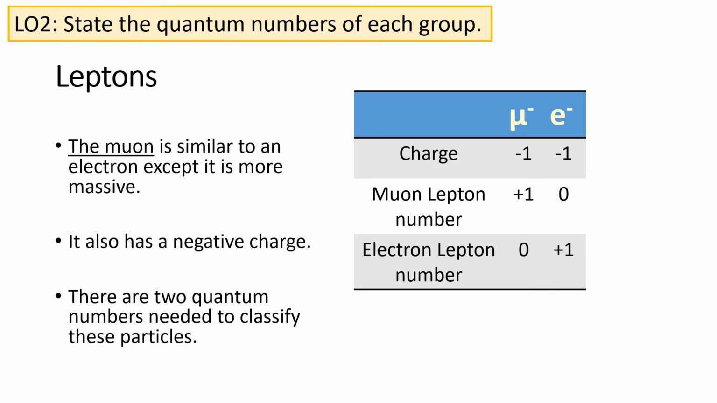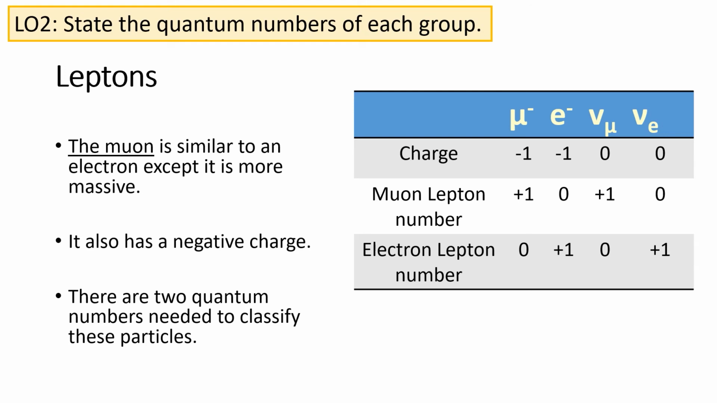The other type of lepton we should know about is the muon. Muons are very similar to electrons, except they are much more massive. The muon, for example, also has a negative charge. There are two different quantum numbers we need to classify these particles. The muon lepton number is associated with muons, and the electron lepton number is associated with electrons.